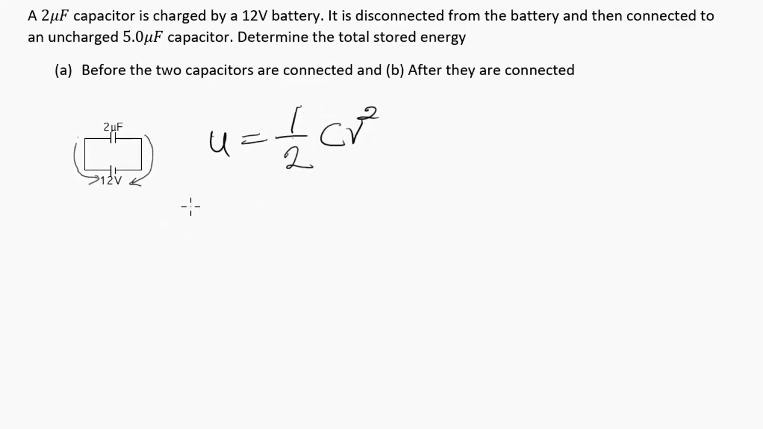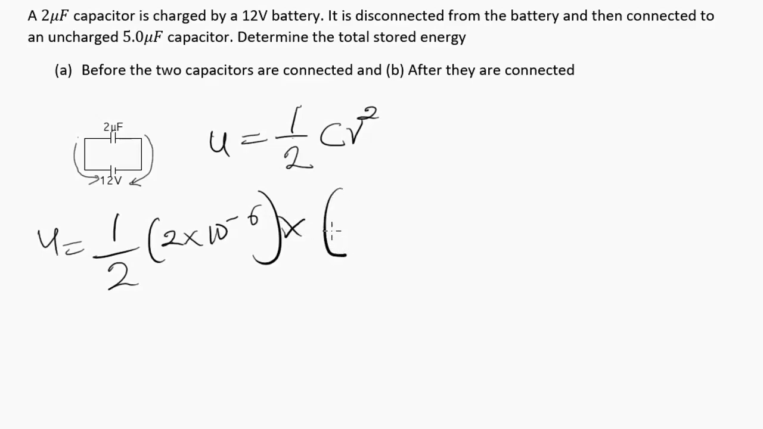Alright, so having done this, we are going to input the actual values. So U is equal to half C. The capacitance of the capacitor is 2 microfarad, and 2 microfarad is 2 times 10 to the power of minus 6 farads, multiplied by the square of the potential difference. So what's the potential difference again here? Potential difference is 12 volts. That's the voltage of the battery cell. So this is 12 squared.